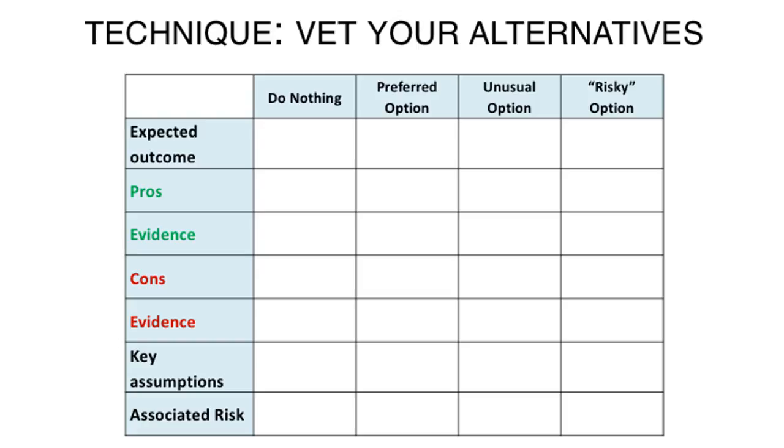And when I ask people to vet their alternatives, this particular picture, I have spent days with organizations with only this on the screen. We could do nothing. What can we expect to get? What are the pros and cons? What evidence is there for the pros? What evidence is there for the cons? What assumptions are we making? And what risks are we going to take? And then you do it for the preferred option, the unusual option, and the risky option.